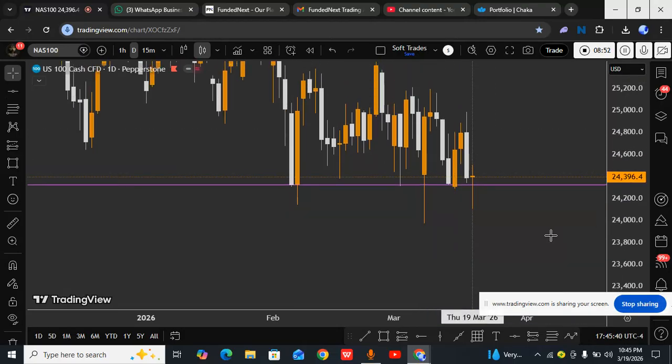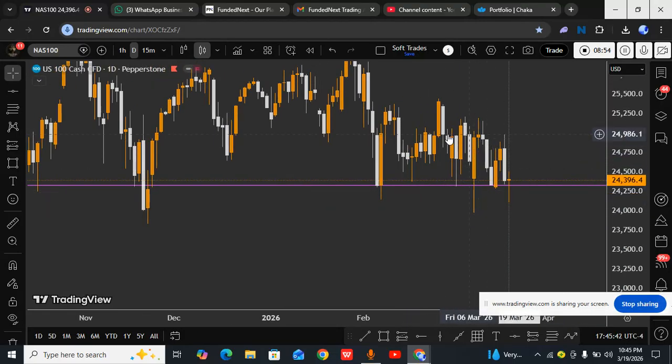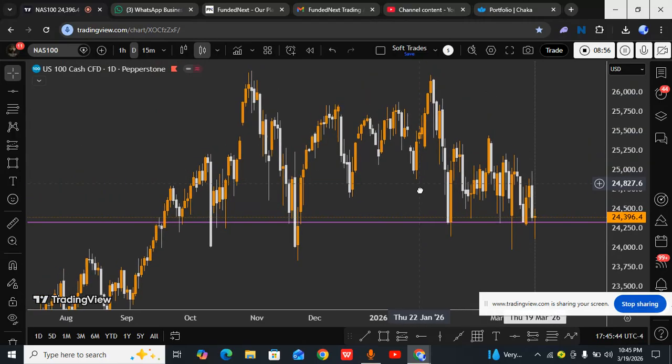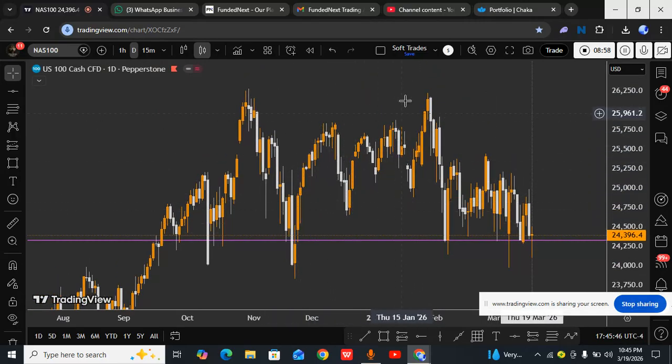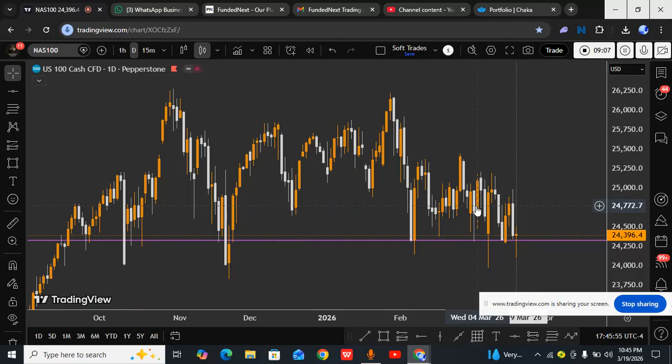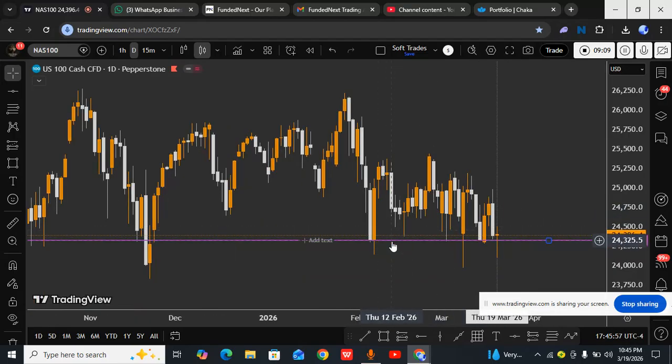Now you might be wondering, why did we buy when the market was dropping? Because on the larger scale of things, this is actually a ranging market on the daily time frame. So you are buying low and you are selling high. That's what has been happening for almost 2 to 3 weeks now. All right, so that was why these zones were still valid.